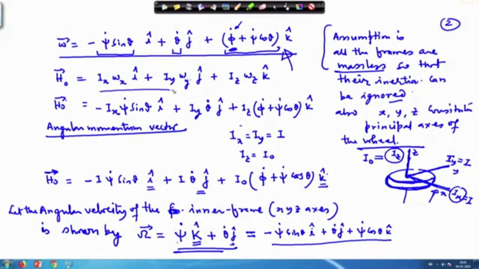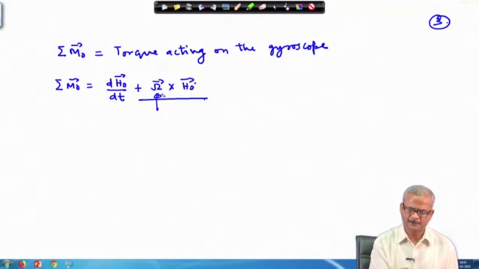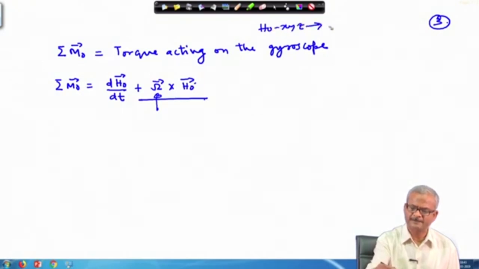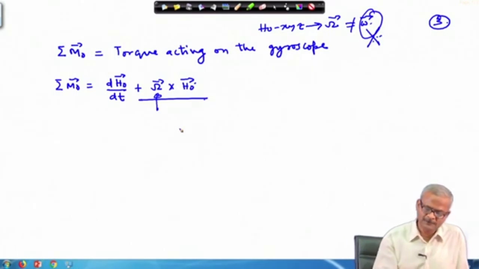H0 is this vector, which is defined in the x, y, z axis. You are defining it with an axis which is rotating at this rate, with I cap, j cap and k cap, and therefore it is rotating at this one, not at this one. So, if you write small omega in this place instead of capital omega, everything will be wrong, because you have defined H0 in the x, y, z frame, and this x, y, z frame is rotating at capital omega, which is not equal to small omega. So, that would be completely wrong, and we are not going to use that.